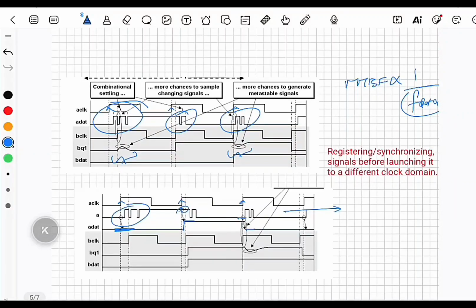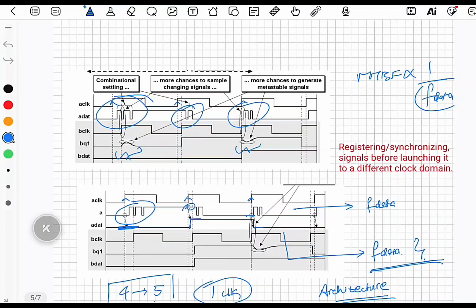Now you can see here, just by seeing, you don't need to be a math wizard to know this. Here you can see the frequency of the data change, and here you can see the frequency of the data change. So which is better? The second one, the registered version. That is why it is usually suggested that you register the signal and then transmit it to another clock domain. But sometimes because of architecture constraints, if you are working and have some experience, you might know that sometimes every clock matters, every core clock, every latency matters.